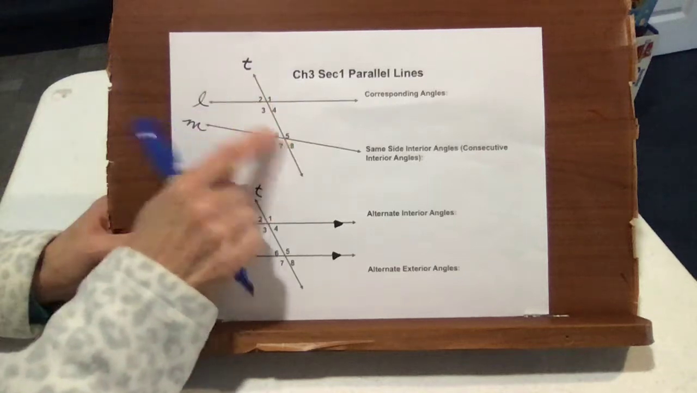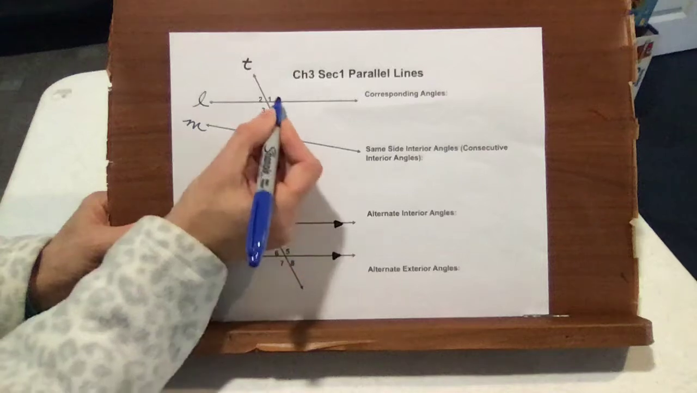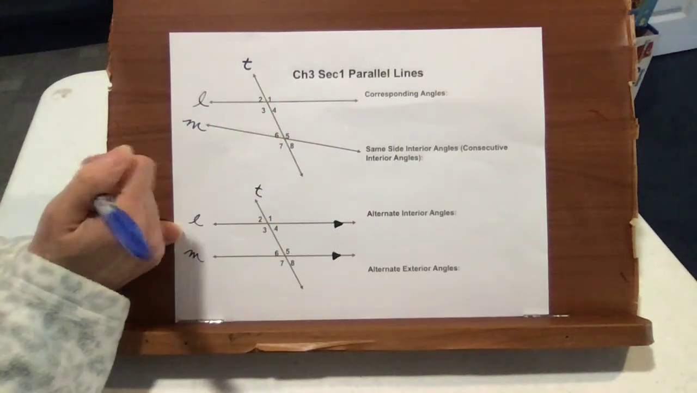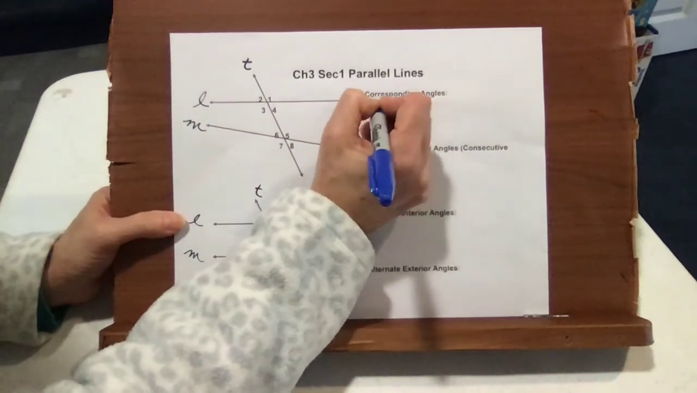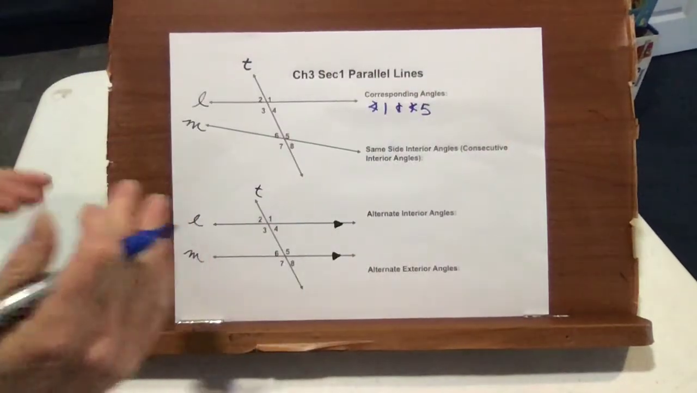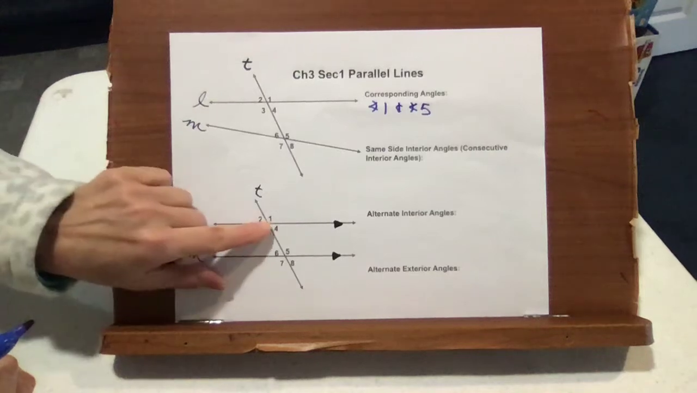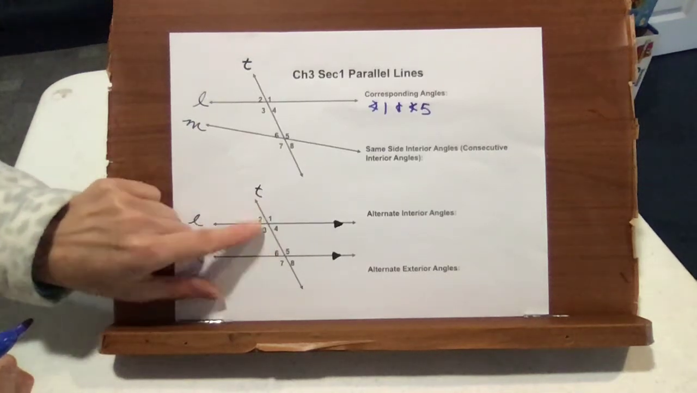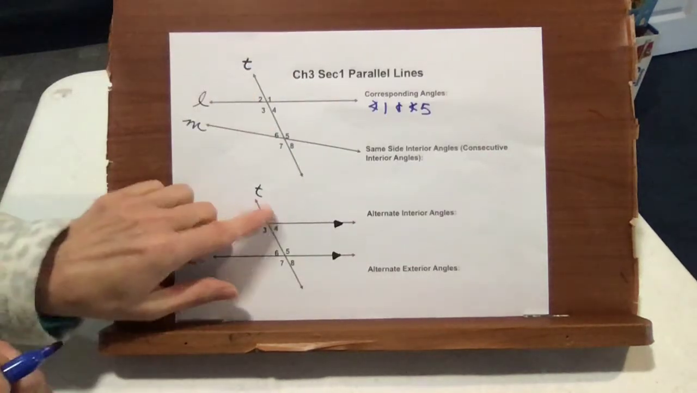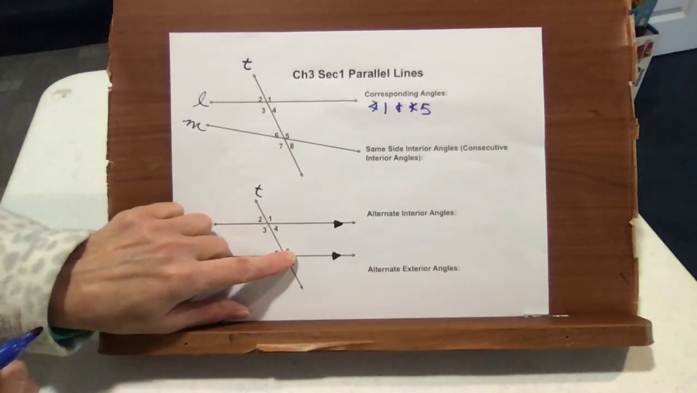And if that transversal intersects line M, 1 and 5 are in the same position. They're on the same side of the transversal and above the line that the transversal is intersecting. So the corresponding angles in this case are angles 1 and angle 5. We don't know about the relationship, we just know where they're positioned. When you go down to your parallel lines, we also see that 1 is above the line that the transversal is intersecting and on the right-hand side of the transversal, as is 5. So 1 and 5 again are corresponding angles.